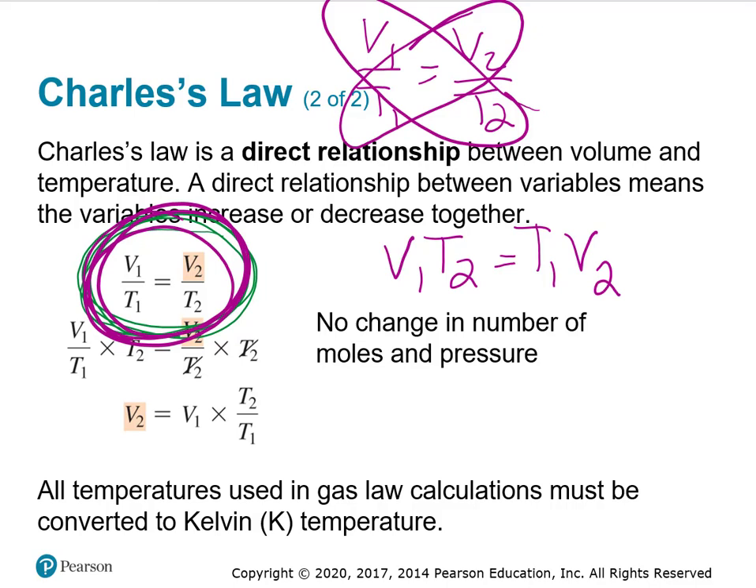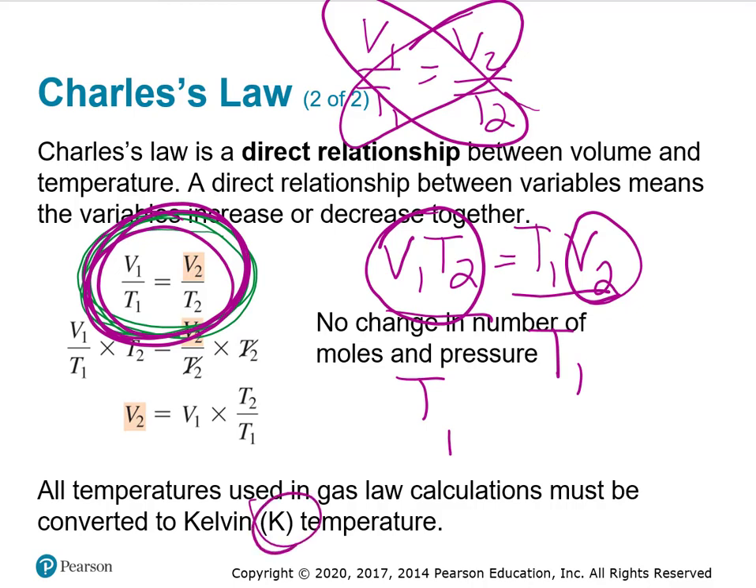Now it's set up in the same way that Boyle's law was set up, so I can take two variables and multiply them by each other, and then let's say I'm trying to solve for V2, divide both sides by T1. I think you'll find that to be easier. Remember, the temperature needs to be in Kelvin.